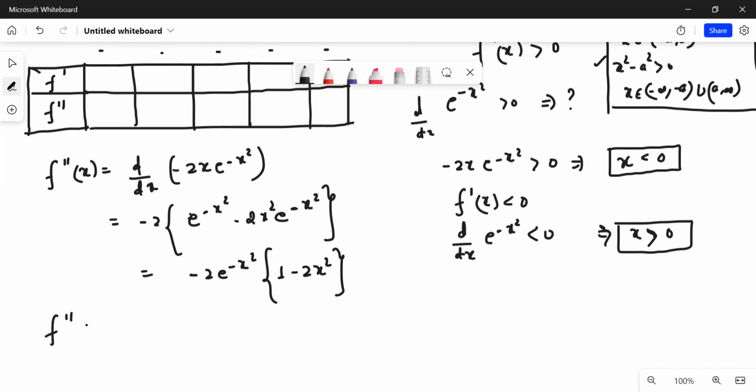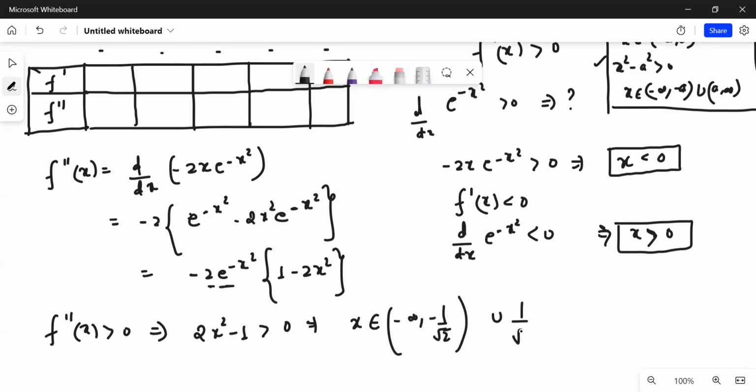So if I say that my second derivative is positive, it implies what? It implies this is positive, forget about this. It implies 2x square minus 1 should be positive. Is that clear or not clear? So this is positive. Take this negative inside. This will be 2x square minus 1. 2 is positive. So overall, if f double dash x is positive, it implies that 2x square minus 1 should be positive. It implies x should lie between minus infinity comma minus 1 upon root 2 union 1 upon root 2 comma infinity.